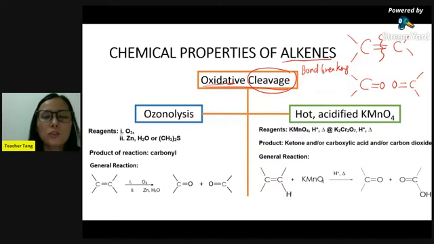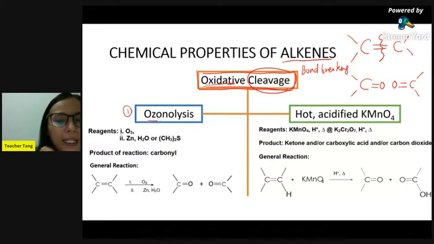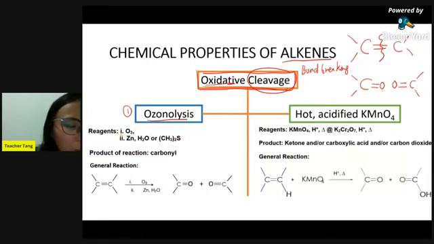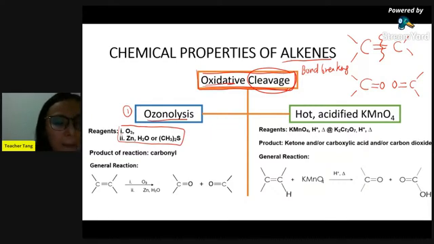Okay, so shall we have a look in detail? Again, the second type of reaction alkenes can undergo is oxidative cleavage. For oxidative cleavage, there are two. The first one is ozonolysis. Basically, the reagent that you use is ozone. This reaction happens in 2 steps, that's why you need to write 1 and 2. In the first step you use ozone. In the second step you need to use zinc and water, or dimethyl sulfide. So the reagent needs to be added in 2 steps. If you are asked to give the reagent for ozonolysis, you also need to write it in 2 steps like this.